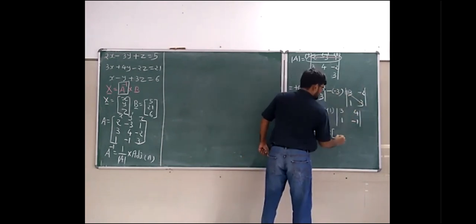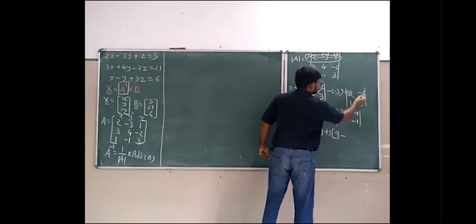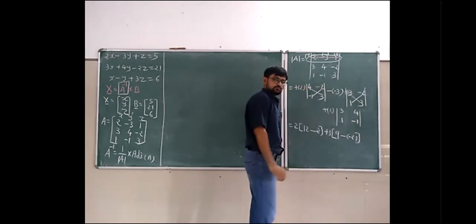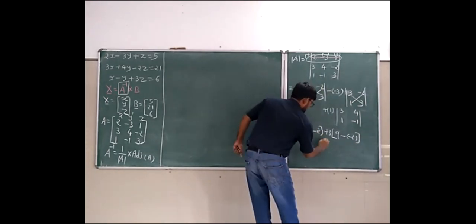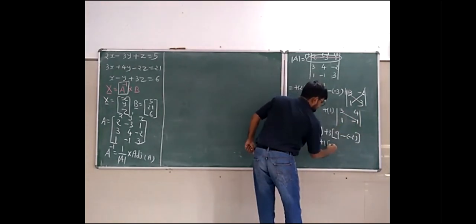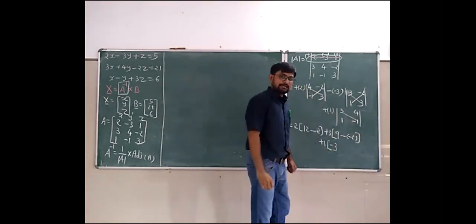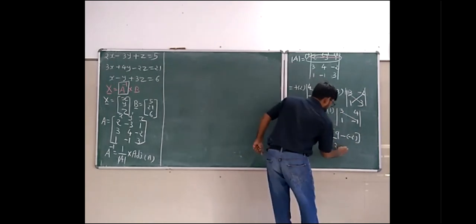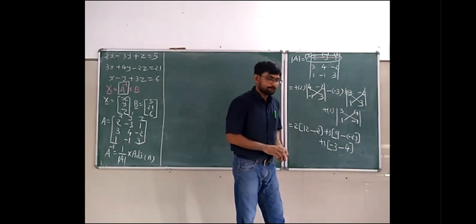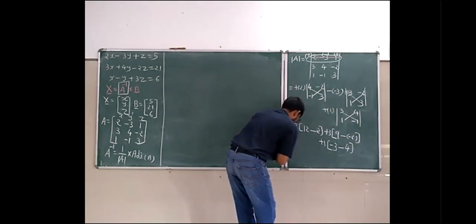Multiplication of diagonal, 3 into 3 is 9. Minus multiplication of non-diagonal, minus 2, plus 1. Multiplication of diagonal, 3 into minus 1, minus 3. Minus 4 into 1, 4. Clear? Okay.